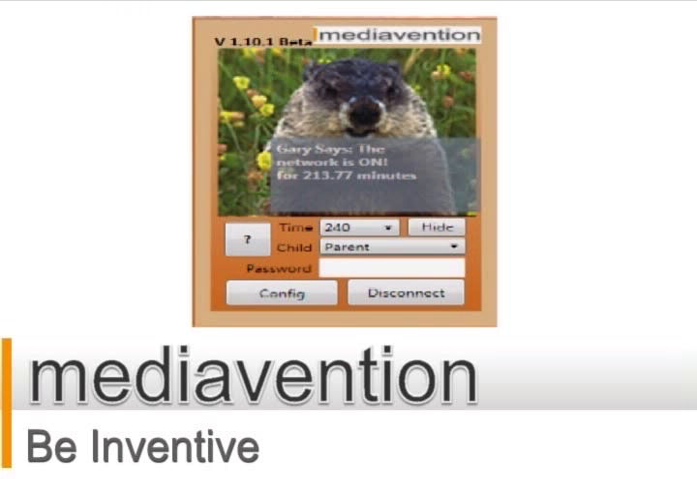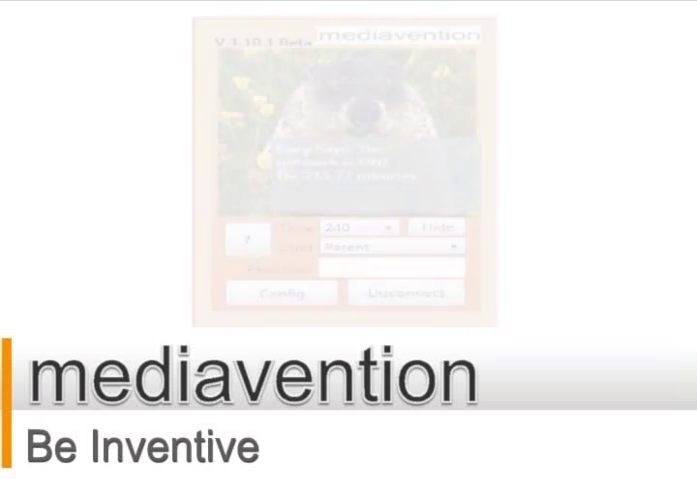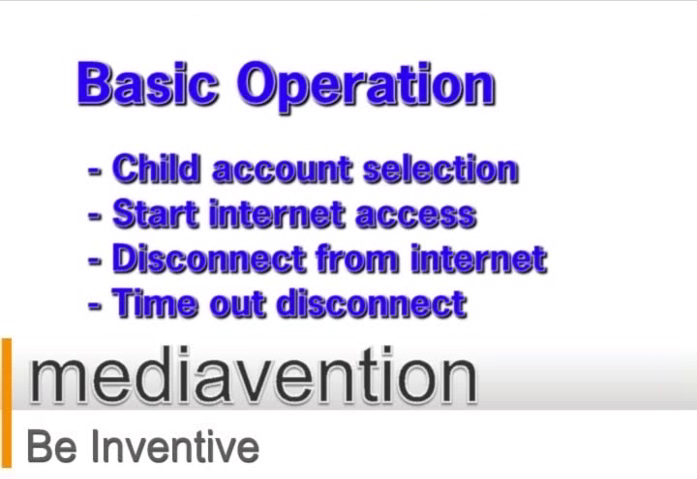Here he comes. Alright, this is the interface that you'll be using on a daily basis. It's got a little message box that tells you what's going on, a way to select some time, and user accounts, a very simple interface. So in this part, what I want to cover off is the basic operation. So what happens when a child's account is selected, how they start internet access, how they disconnect from the internet, and what happens during that whole disconnection. So either they disconnect manually or they disconnect when time is up.